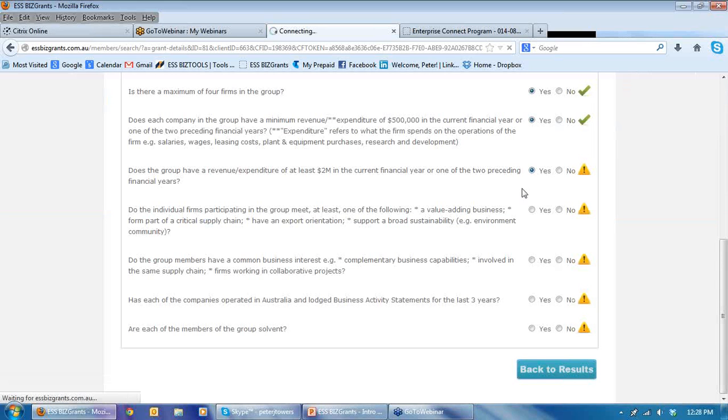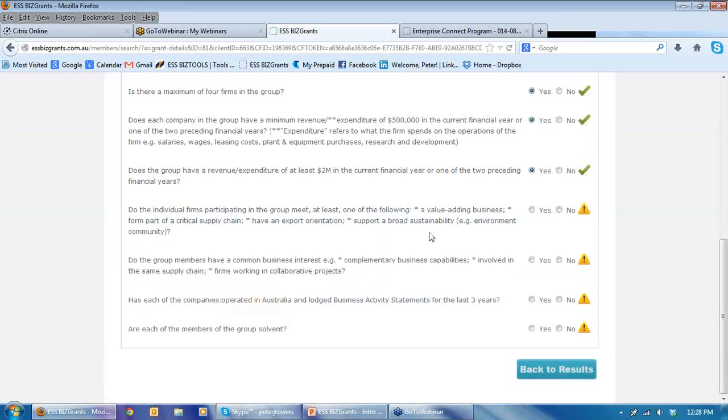We say yes. Do the individual firms participating in the group meet at least one of the following? Are they value-adding businesses? Are they part of a critical supply chain? Do they have an export orientation? Do they support sustainability? It might be environment or community. So you have to meet at least one of those. So we'd be saying here that this motel is going to form part of a critical supply chain with some other businesses, generally in the tourism, information activities.